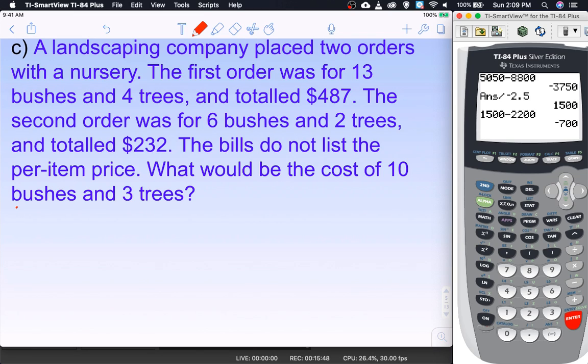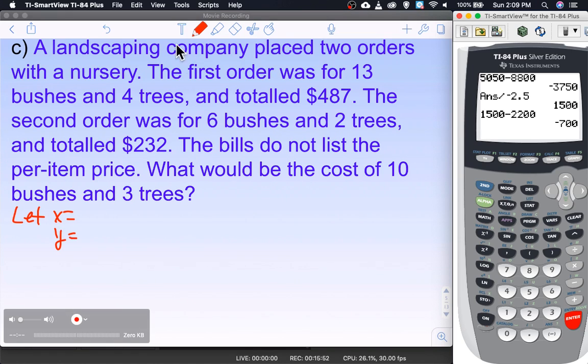All right, so let x equal and y equal. It says here the landscape company placed two orders with a nursery. The first order was for 13 bushes and four trees, and totaled $487. The second order was for six bushes and two trees. The bills do not list the per item price. What would be the cost of 10 bushes and three trees?